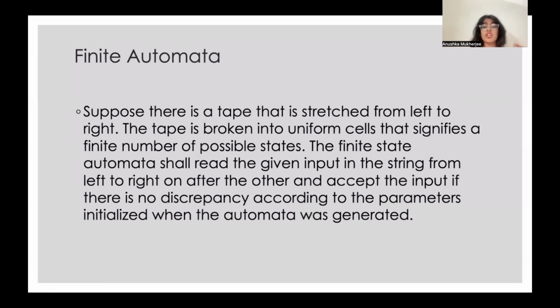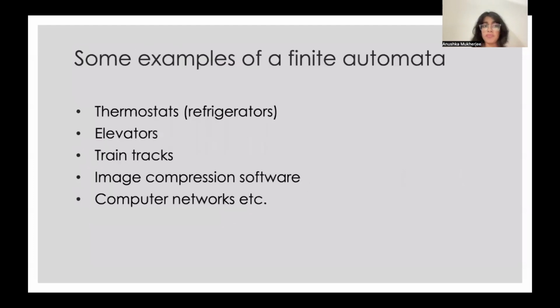The finite state automata shall read the given input string from left to right, and after that it will accept the input if there is no discrepancy according to the parameters initialized when the automata was generated. Here, the values of the conditions are finite, and thus it is called finite automata. Some examples of finite automata are refrigerators, elevators, train tracks, computer networks, etc.